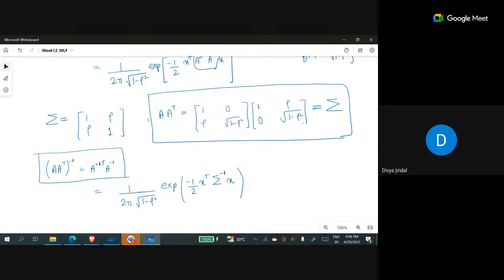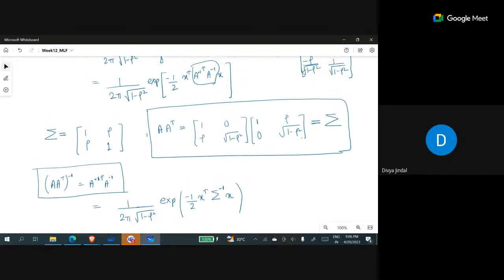And what we are saying is, instead of this term, the inverse of the covariance matrix. Since this covariance matrix was nothing but A transpose, I can say that this term over here, that is A inverse transpose A inverse, is nothing but the inverse of the covariance matrix.